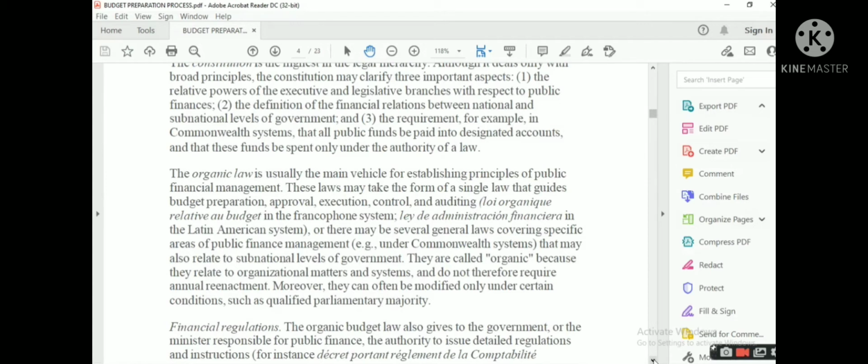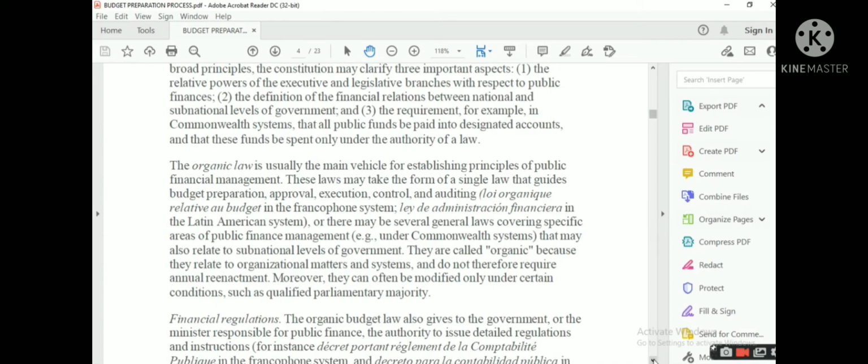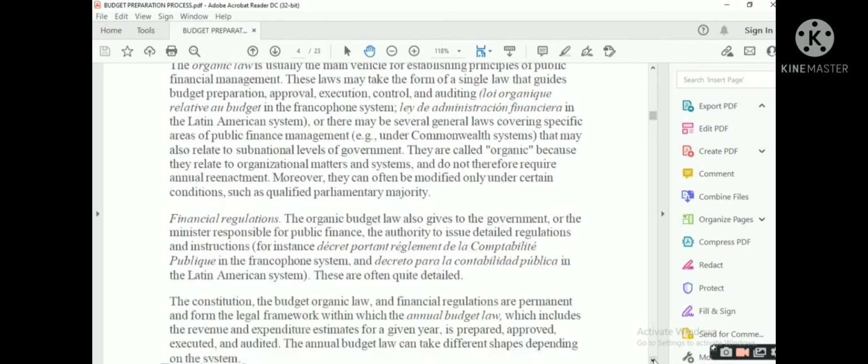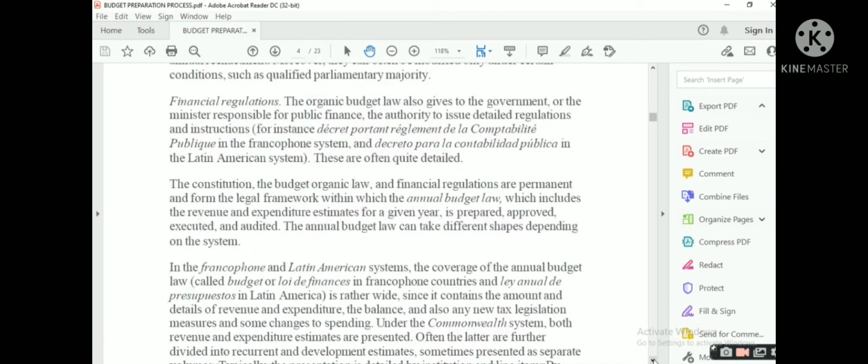The organic law is usually the main vehicle for establishing principles of public financial management. These laws may take the form of a single law that guides budget preparation, approval, execution, control, and auditing, such as the loi organique relative au budget in the Francophone system, or the ley de administración financiera in the Latin American system, or there may be several general laws covering specific areas of public finance management, e.g., under Commonwealth systems, that may also relate to subnational levels of government. They are called organic because they relate to organizational matters and systems, and do not therefore require annual reenactment. Moreover, they can often be modified only under certain conditions, such as a qualified parliamentary majority.